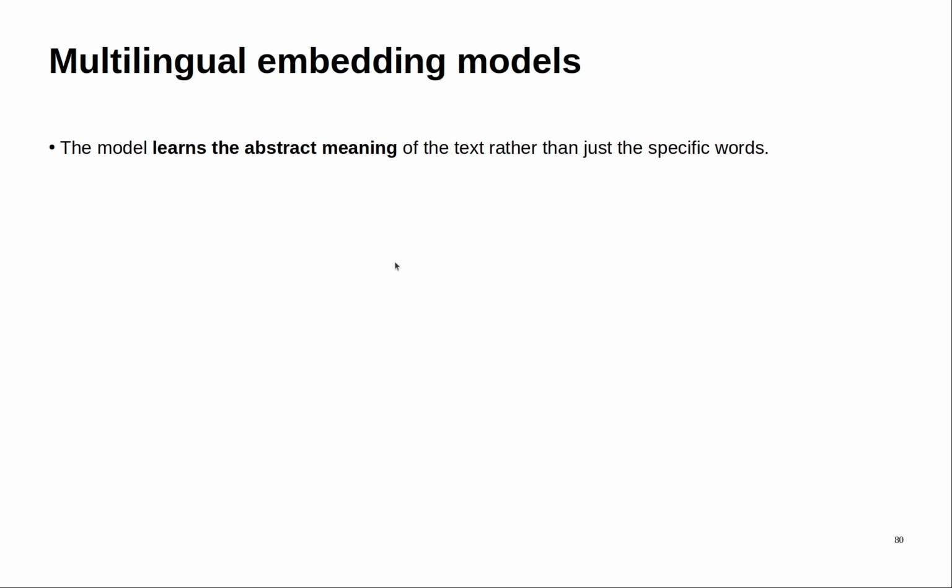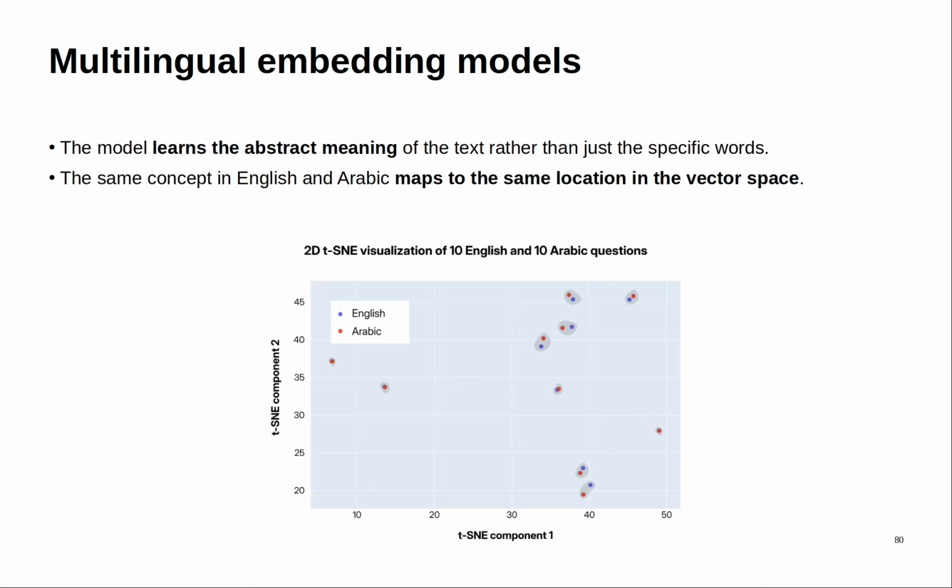And the question here is, how does the model handle 2 languages at once? The model doesn't just match words. It learns the abstract meaning of the text. Let's say I took the word learning in English. If I translate that to Arabic, the vectors that represent these words will land in the exact same spot in the vector space. Look at this chart. The blue dots are English questions and the red dots are Arabic questions. You can see the questions are clustered together based on the topic, not the language.